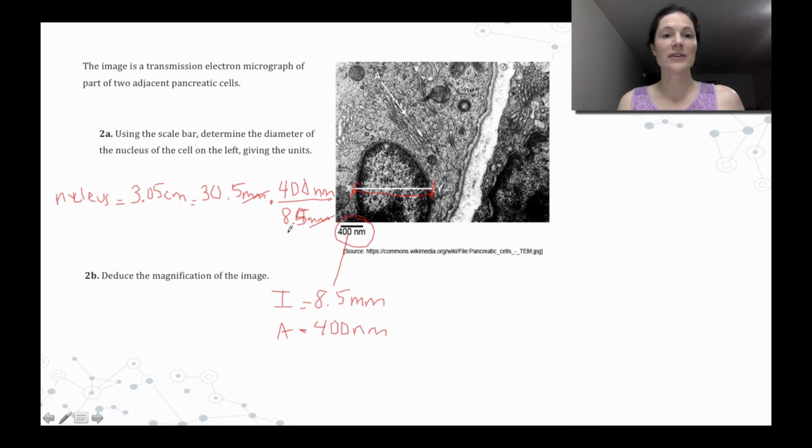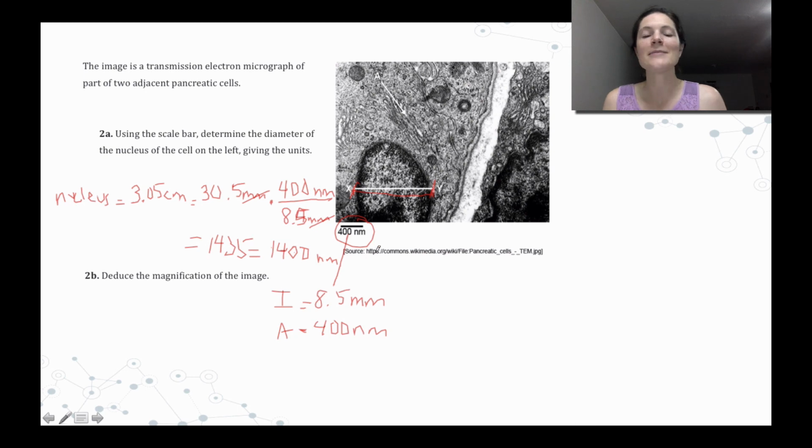And then let's do this and just see if this makes sense. So 30.5 times 400 divided by 8.5 equals, so I got 1435 and all these decimals. And so here, in this case, I have 3 significant digits, but I'm limited by, I only measured the scale bar to 2. So I'm going to just use 2 significant digits here. So it's 1,400 nanometers. And then this makes sense, right?